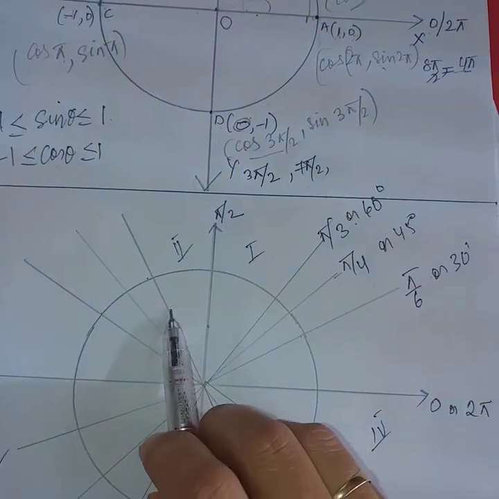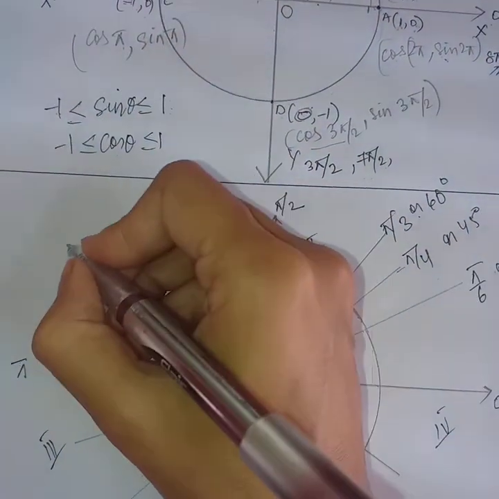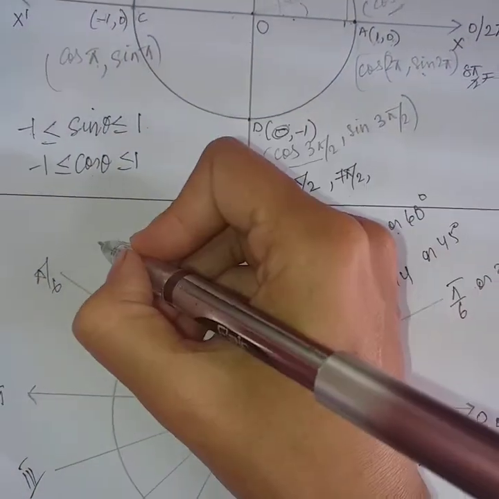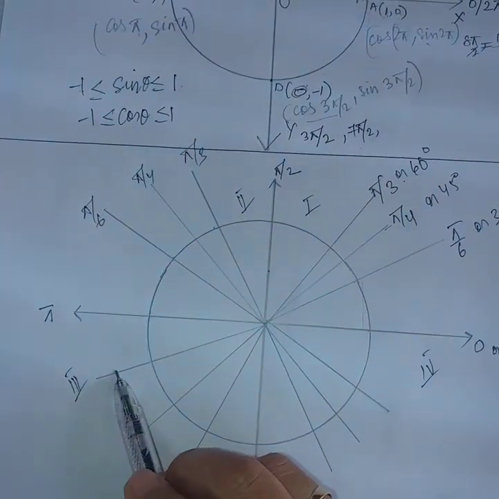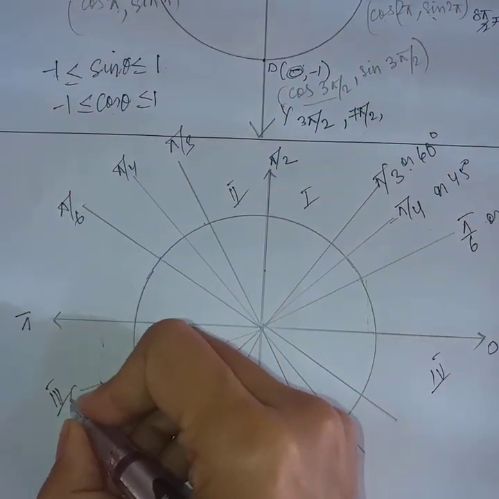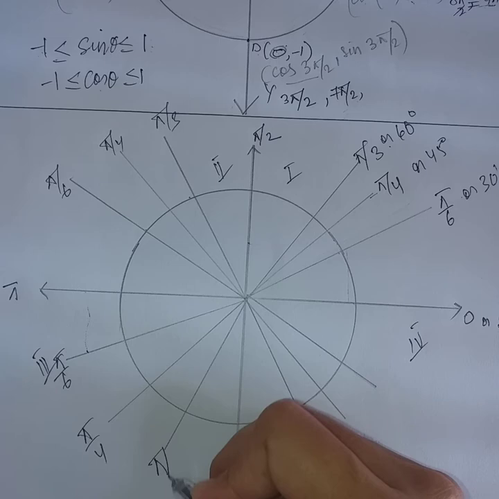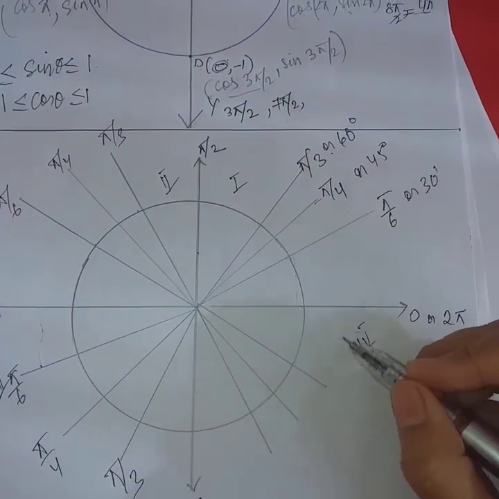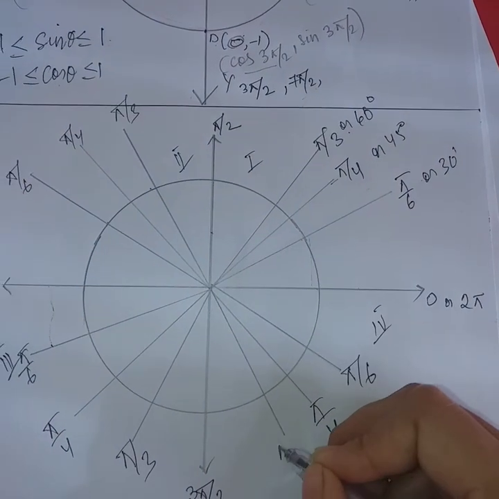Similarly, in the second quadrant, near the x-axis, we will always write pi by 6. And in between we have pi by 4, pi by 3. And again, near the x-axis, we write pi by 6, pi by 4, pi by 3.